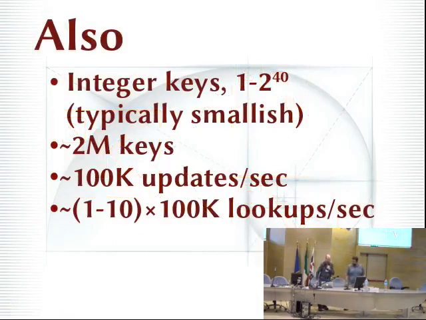So that's kind of special requirements. And there's also some more requirements. The keys are integers between the range of 1 to 2 to the 40th, because these are GemStone object IDs, and that's the range of GemStone object IDs. They are typically on the lower end of that range, however, because we don't have anybody that's actually put 2 to the 40th objects in their object repository yet.